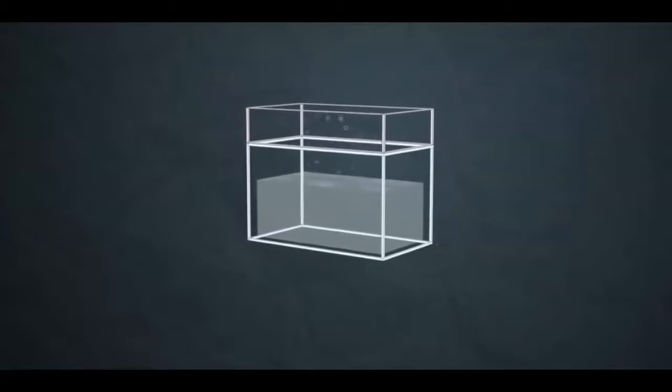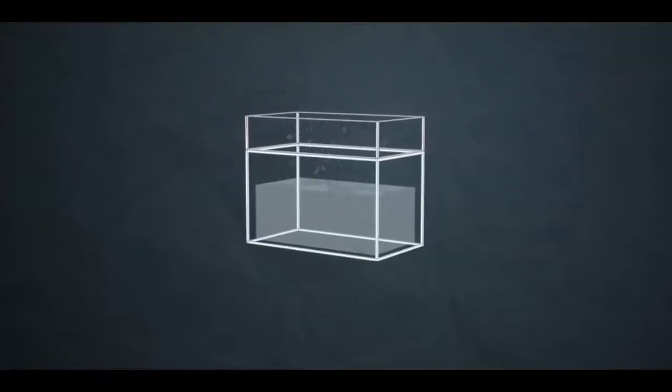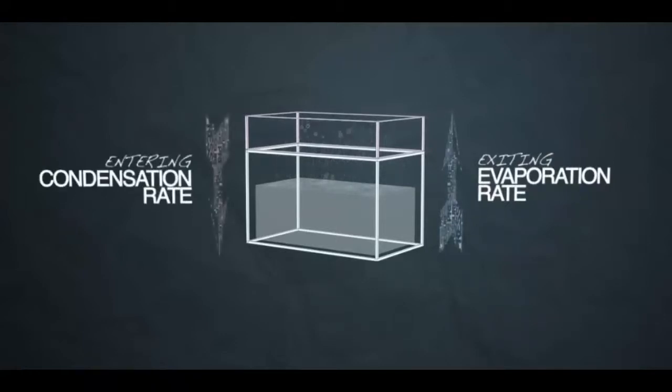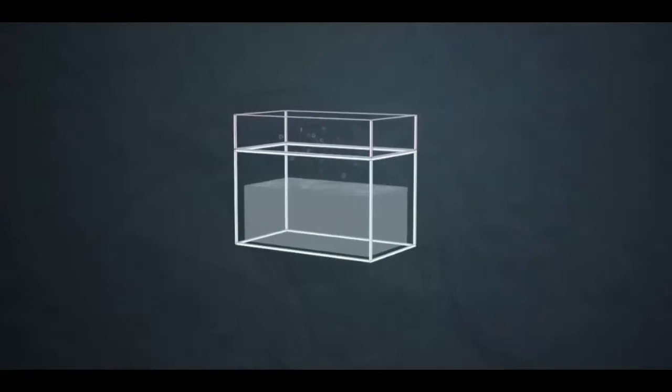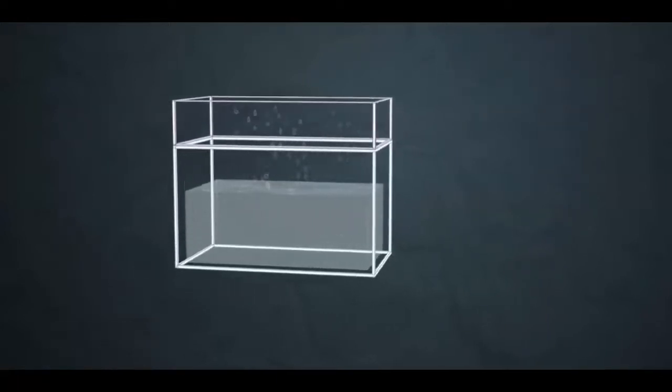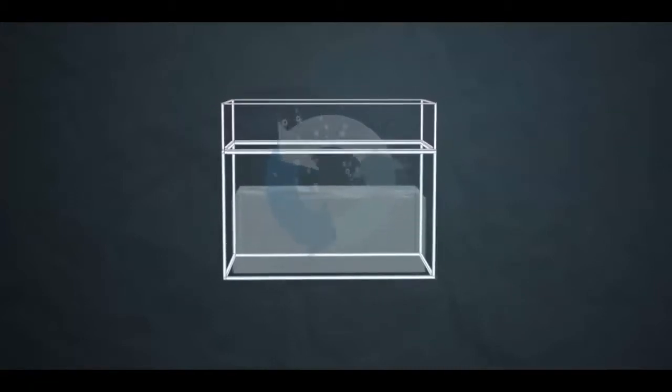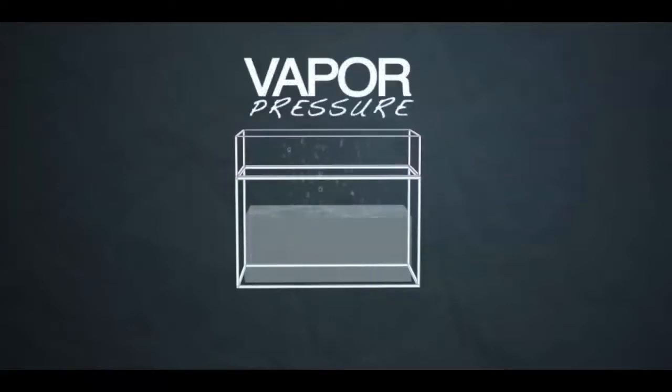As this happens, you finally reach a state at which the exiting evaporation rate equals the entering condensation rate, and you reach what we call equilibrium. So when those two rates equal, you establish a constant pressure inside your container, and that pressure is called the vapor pressure of that liquid. In the case of water, you would say it's the vapor pressure of water.